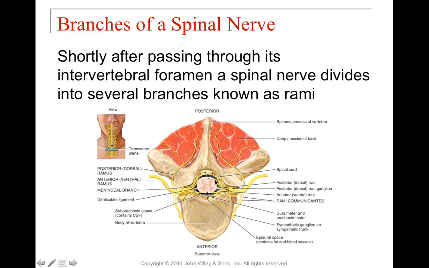All right, so again, we have these regions that are going to be the roots. The roots come out and then split off. We have a posterior root. Here's a posterior root ganglion, where the ganglion would be multiple sets of nerves bound together. And then this here is the anterior or ventral root.